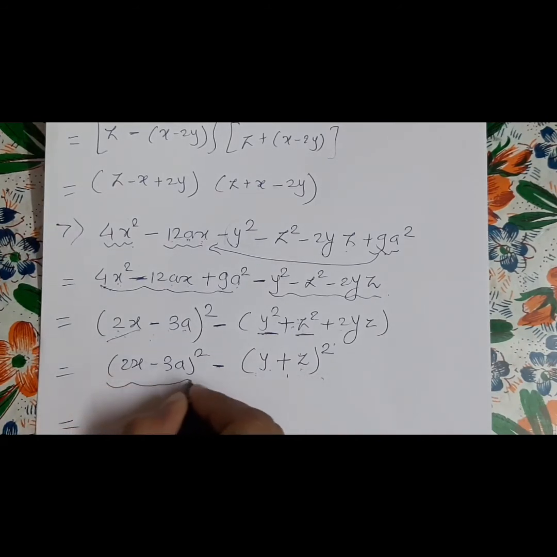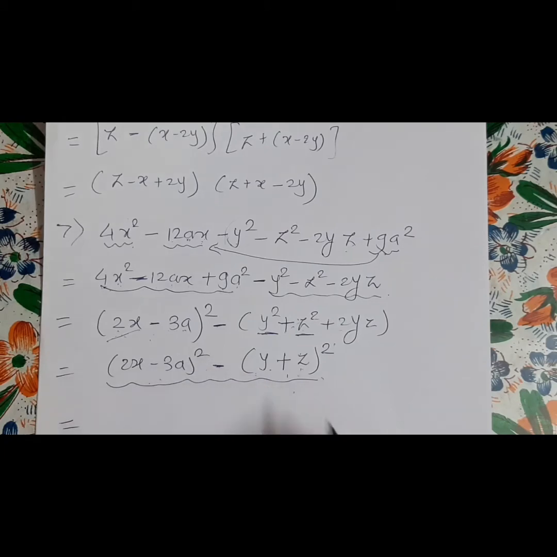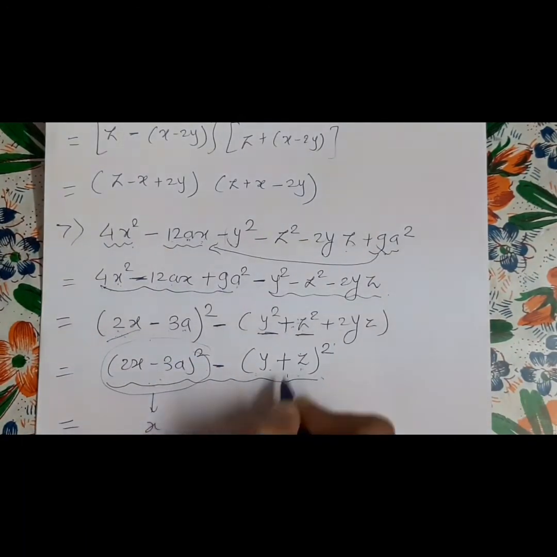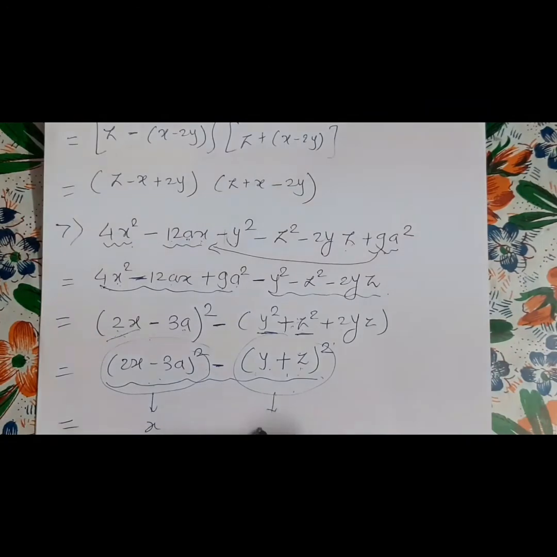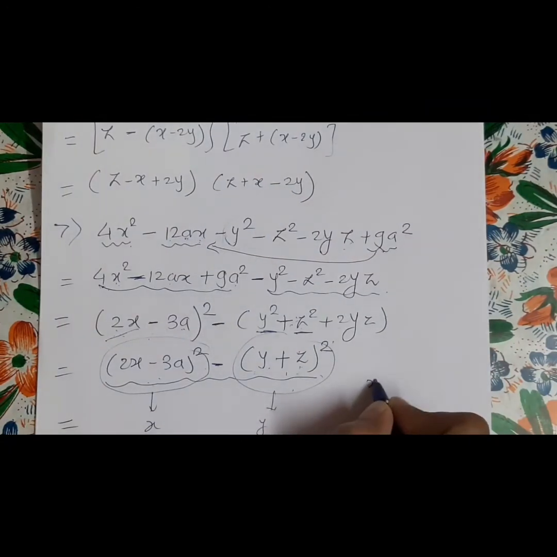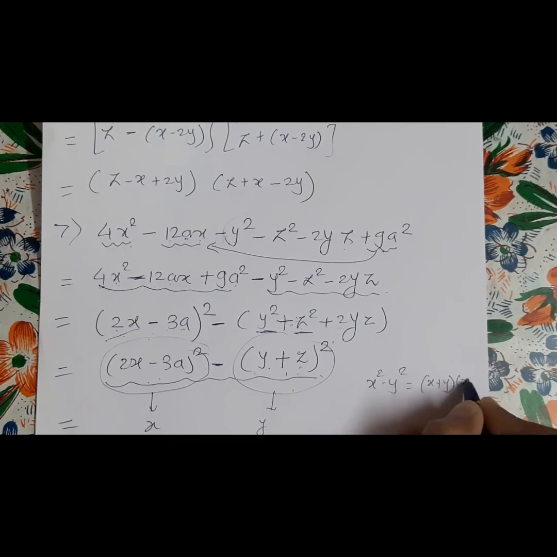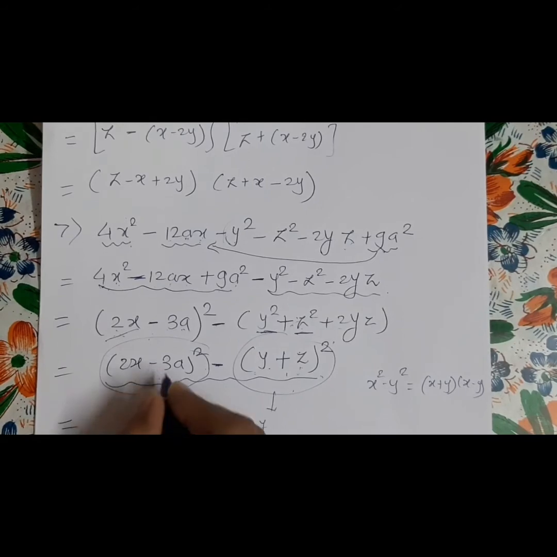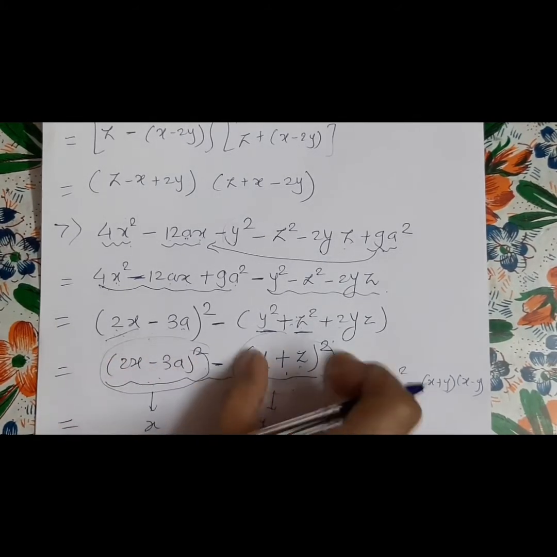Now this is in the form of difference of squares, that is x square minus y square. Now what are the factors? x plus y into x minus y. This whole term is x, and this whole term is y. That is the formula, x square minus y square is equal to x plus y into x minus y. So what will be the answer? The answer is the whole term x plus y.